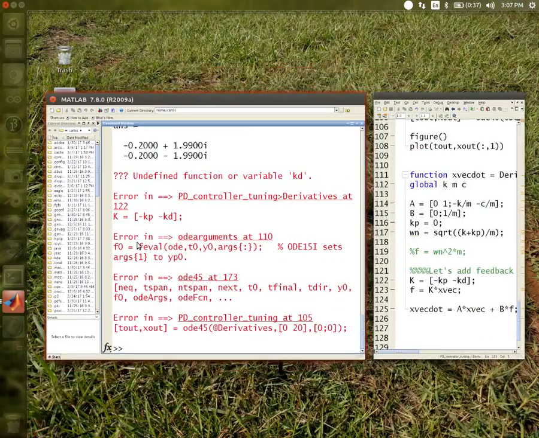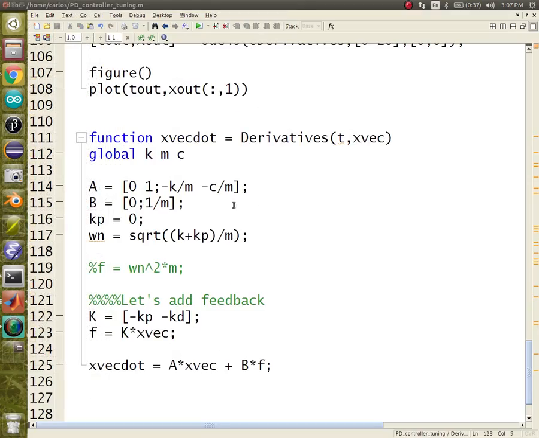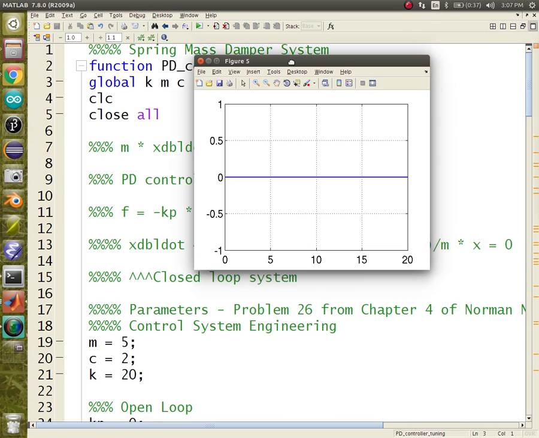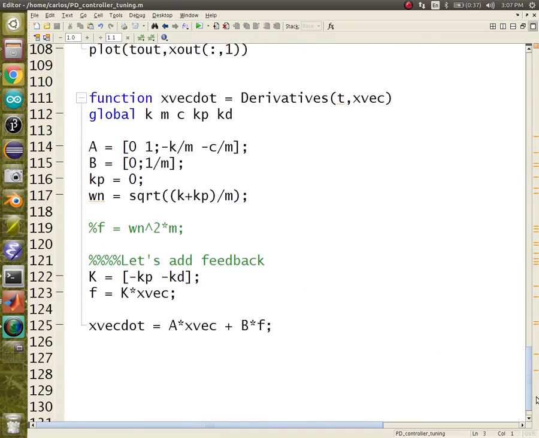Let's see. Oh, KP and KD are undefined. So let's go ahead and put KP and KD in here as globals. So we've got to add KP and KD in here as well. So let's run that. And ooh, no, that looks terrible.